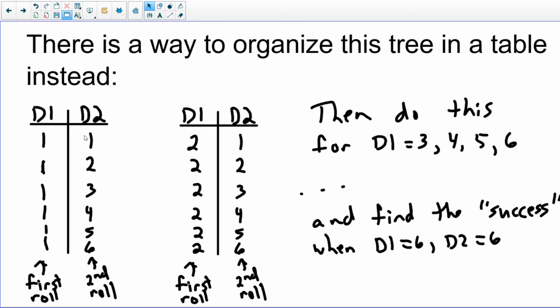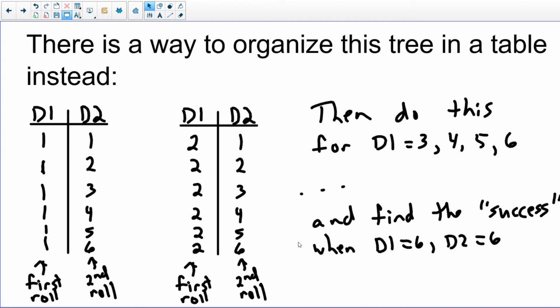So starting with a 1, here are all the possibilities. Starting with a 2, what are all the possibilities? And then we'd have to do this for dice 1 equals 3. So all 3's here, every possibility. All 4's here, every possibility, until we get up to 6, which is the last possibility. So you'd have 6 different tables.